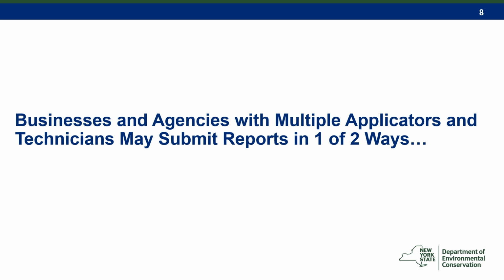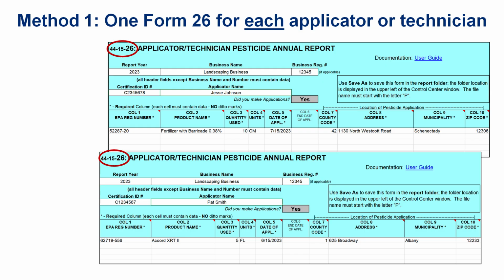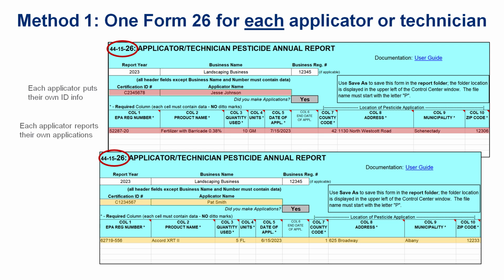Businesses and agencies with multiple applicators and/or technicians may submit reports in one of two ways. Method 1 is to have each certified applicator or technician submit a Form 26 with their own certification information and report their own applications. For example, if there are 10 certified individuals employed by the same business, they must submit 10 forms, one Form 26 for each certified individual.